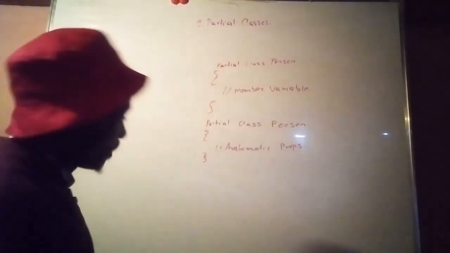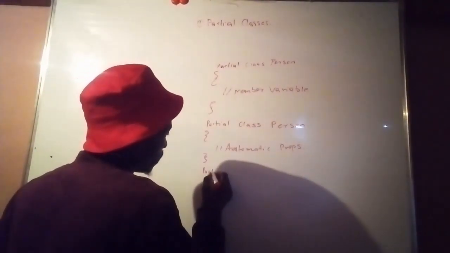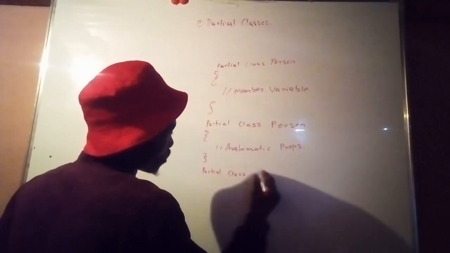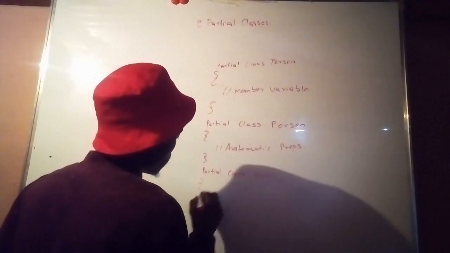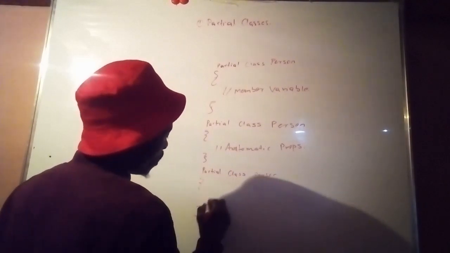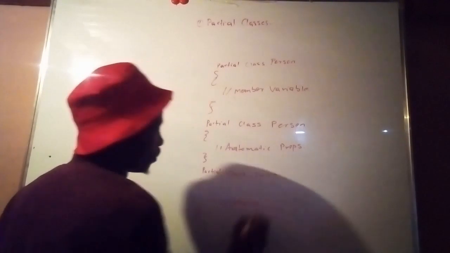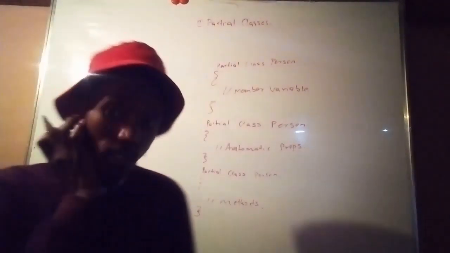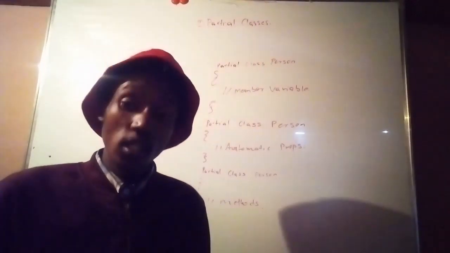You can have as many parts of your class as you want, and it's up to you what you put within these small parts of your class. Cool. So here you can have your methods. You can have as many parts of Person as you want. That's basically how partial classes work.